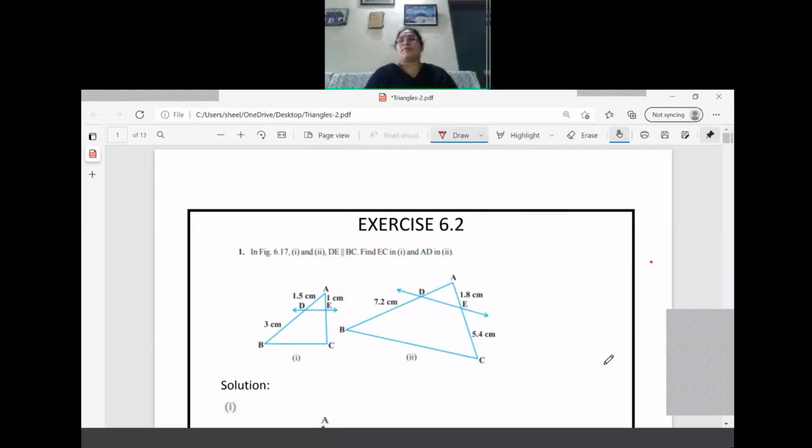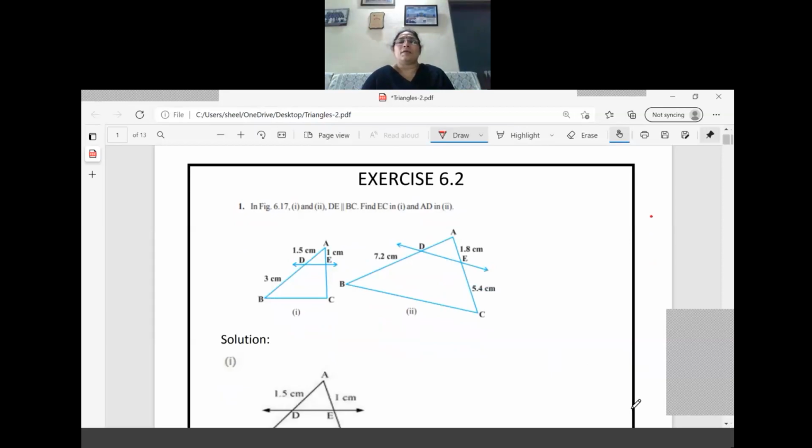Okay. Already we have seen the basic proportionality theorem. So here is how we can write the basic proportionality theorem, also you have seen. Now we have to do the problems based on the basic proportionality theorem. Let us try the first sum, then you will have the idea how to apply that. In the given figure, DE is parallel to BC, and find EC in the first question and AD in the second.